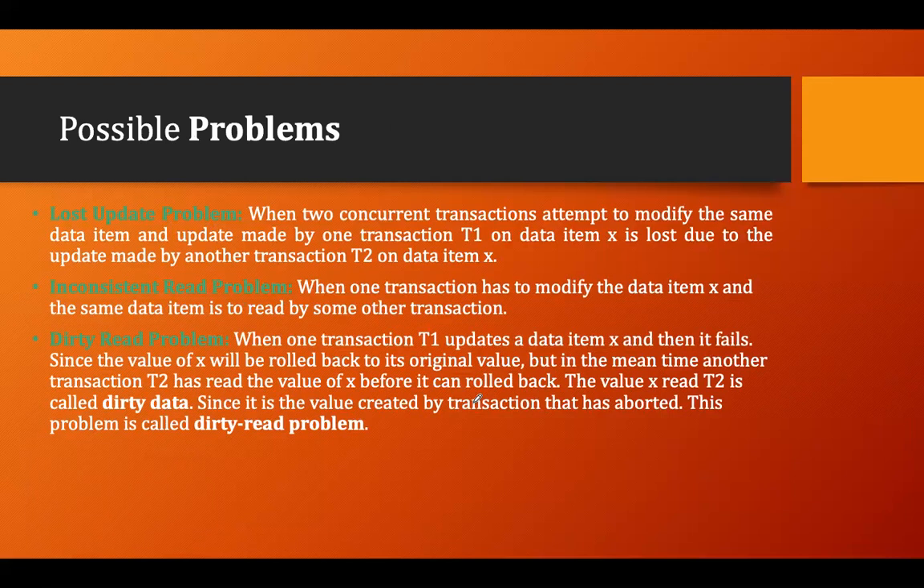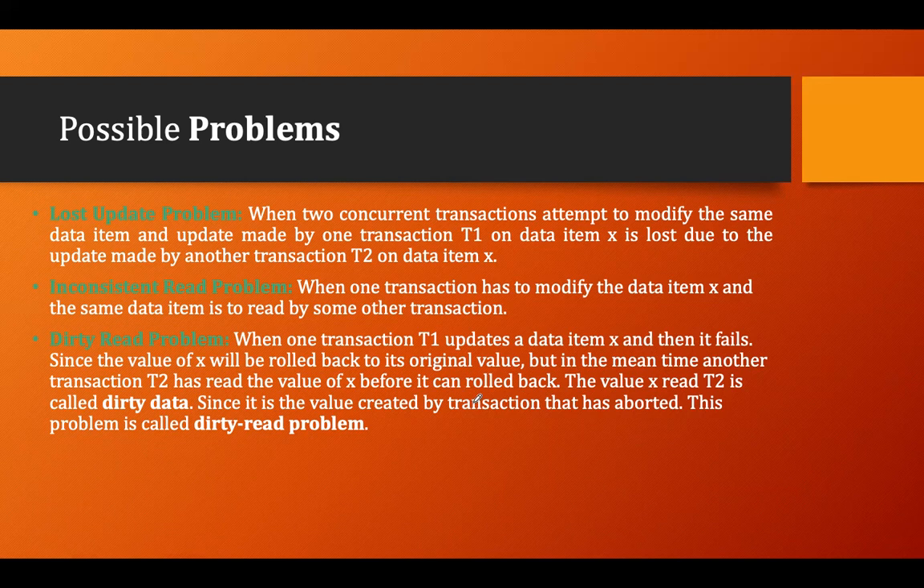Now, what are the possible problems that may come when we are doing concurrent access or concurrent updating of the data in the database? There are mainly three problems that may come. First is called the lost update problem. Second is called the inconsistent read problem. And the third one is called the dirty read problem. Let's see all those problems one by one.